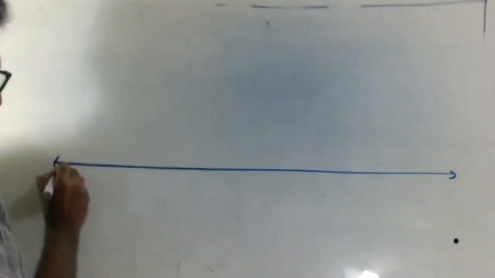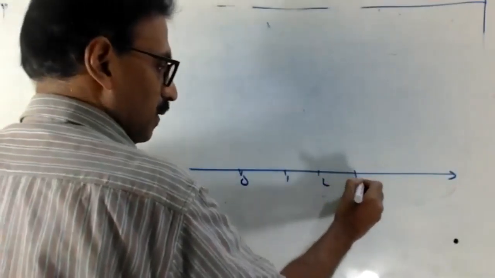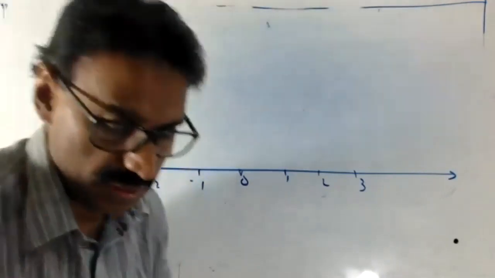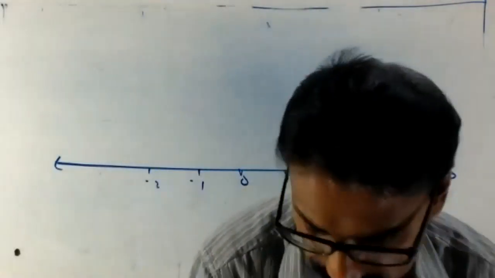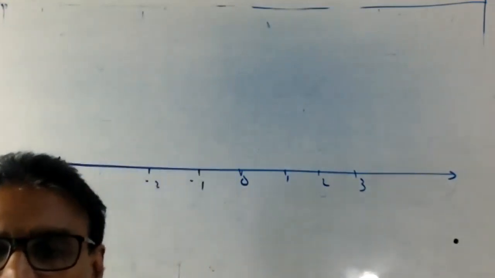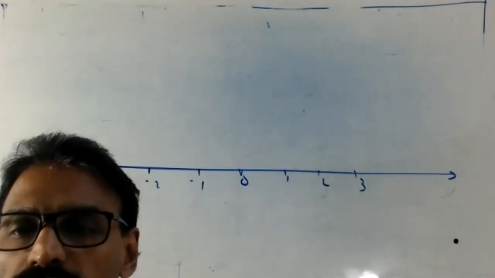First, the number line: 0, 1, 2, 3, depending on your scale. Is this one okay or not? Now, does anyone have a problem with how to draw the number line? Sure.